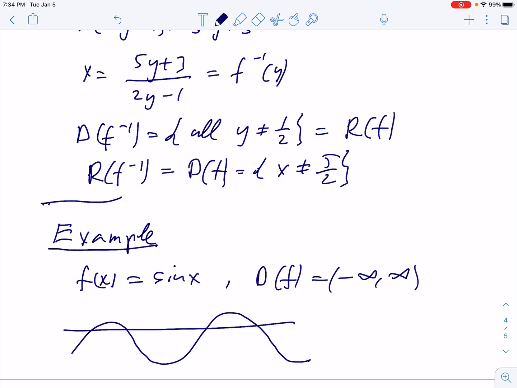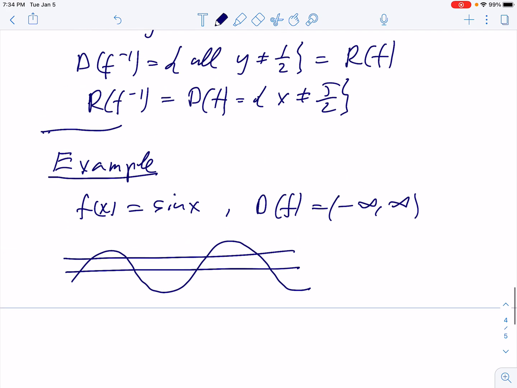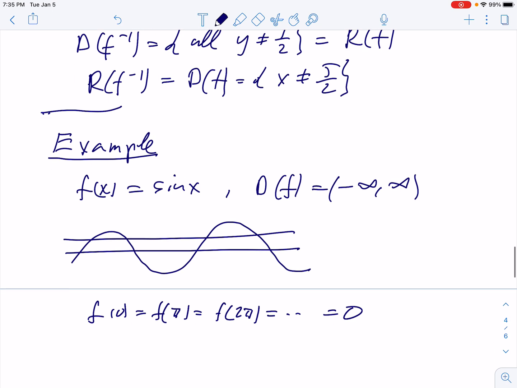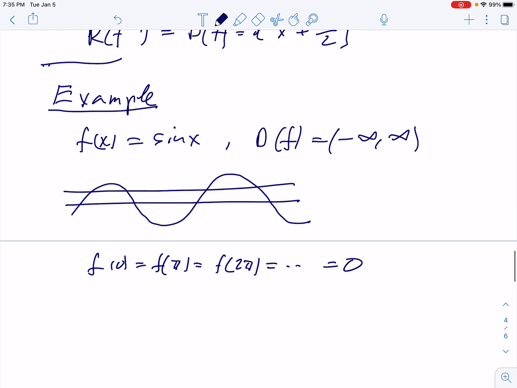It does not pass the horizontal line test. It's not one-to-one. You can see that f(0), sine of 0 is 0, will be the same as f of pi, the same as f of 2 pi. All these are zeros. So this number 0, which is from the range, has many originals, not one-to-one. But we can make it one-to-one this way.